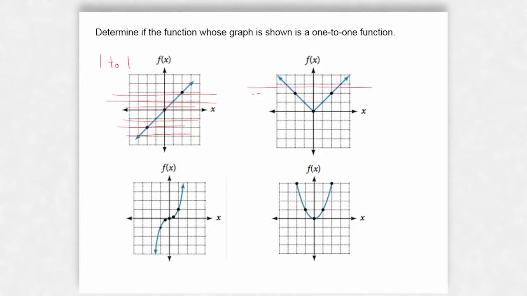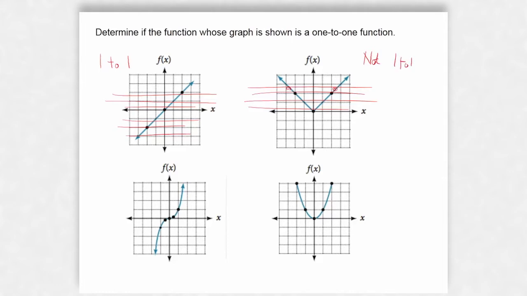Let's go ahead and start sketching horizontal lines. There's a bunch of them. The majority of these horizontal lines intersect the graph in 2 locations. So that means for that output, you're assigning it how many inputs? More than 1, and that's what's key. So this function is not one-to-one.